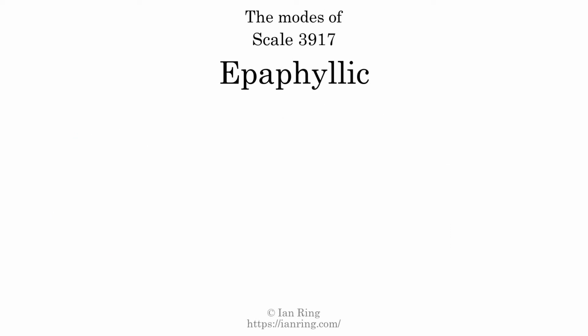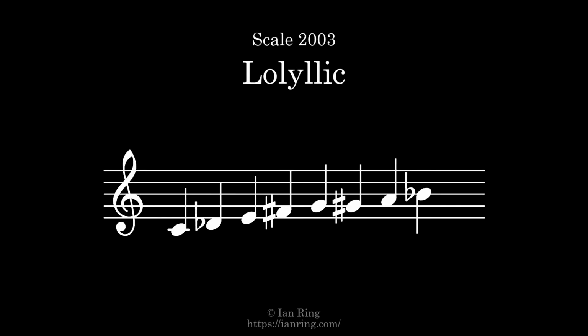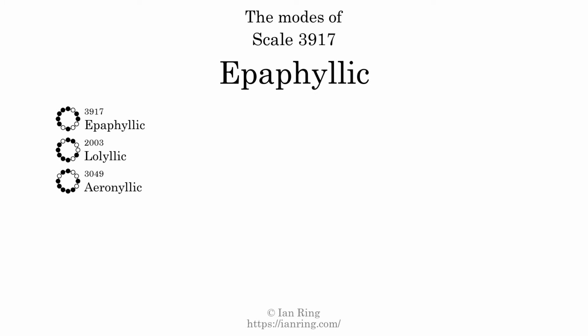This scale has 8 modes. The first mode is itself. The second mode is scale 2003, also known as Epaphyllic. It sounds like this. The third mode is scale 3049, also known as Epaphyllic. It sounds like this.